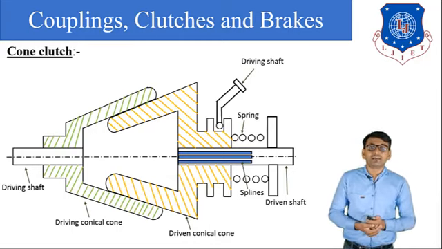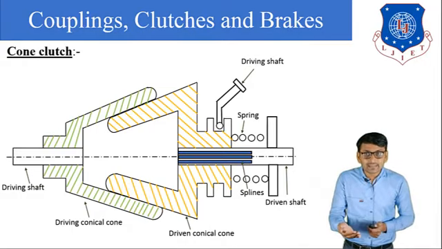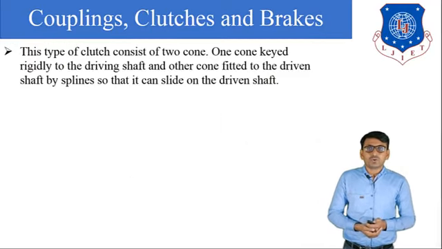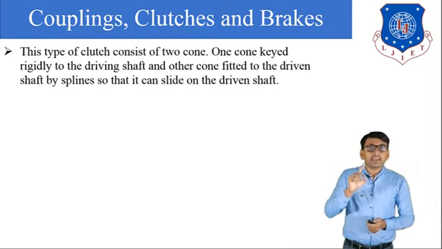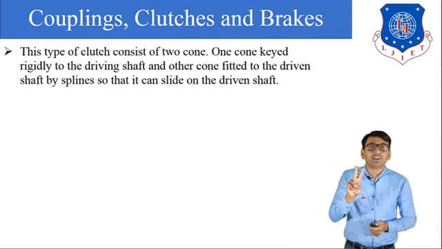In normal working condition what will happen, and when the clutch is pressed what happens. So this is about the cone clutch. This type of clutch consists of two cones. In this clutch there are two flanges, and in the cone clutch there are two cones.